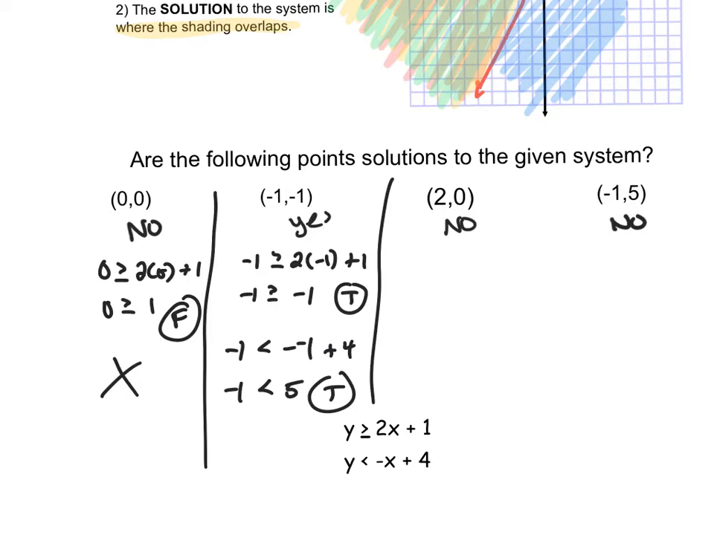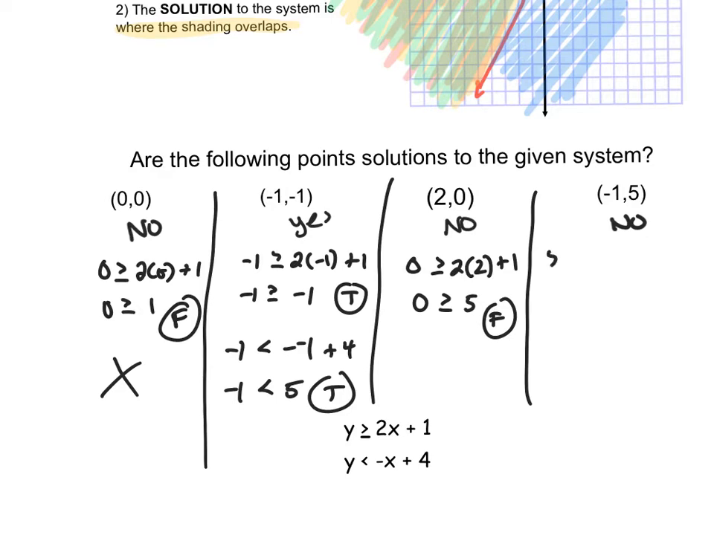The next one, 2, 0. So let's plug that in. We got 0 for y. 0 is greater than 2 times 2 plus 1. So that's 0 is greater than or equal to 5. That is false. So that one, you know right away is false. And then the next one, we'll plug it in.